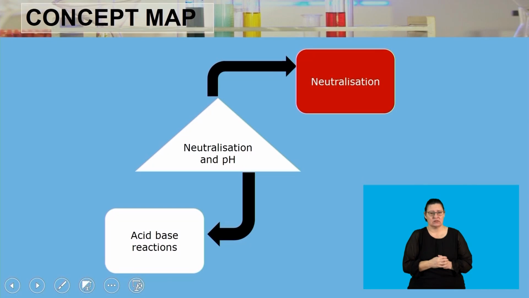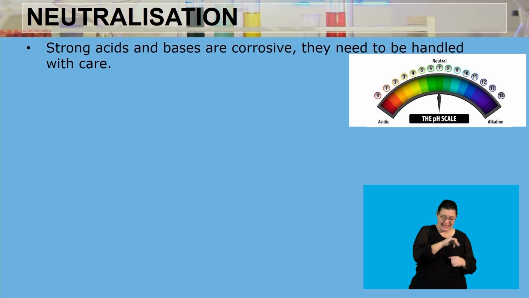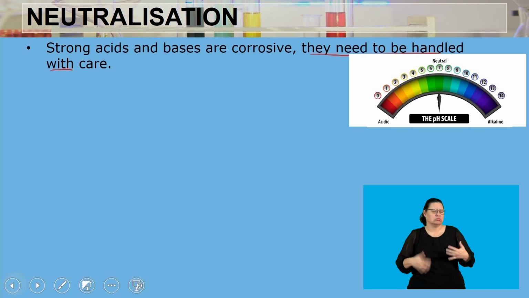So to begin with our first concept, we are going to be looking at neutralization. And what is neutralization? When do we get neutralization? To start, we know that strong acids and bases are corrosive. Remember, that means they can eat away flesh and any material that they come across. So whenever we have a strong acid or a strong base, those need to be handled with care. Remember, strong acids and strong bases have an extremely low pH or a high pH.